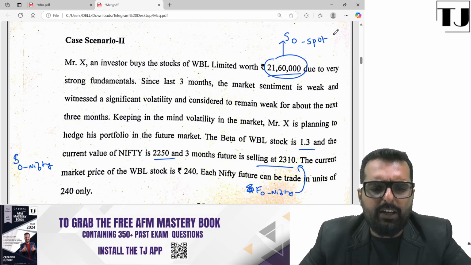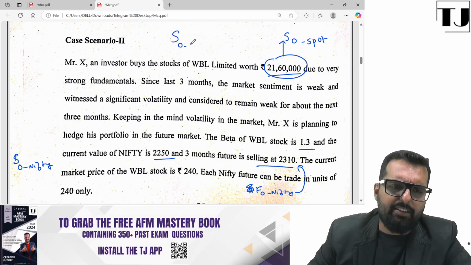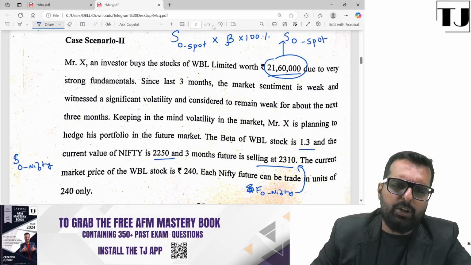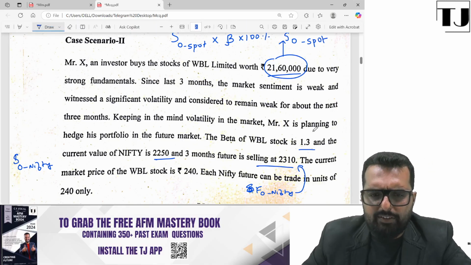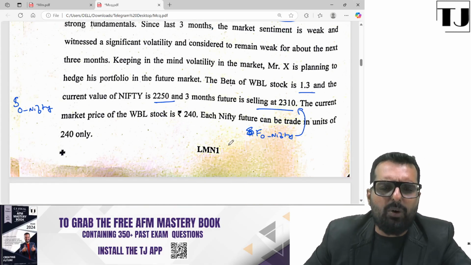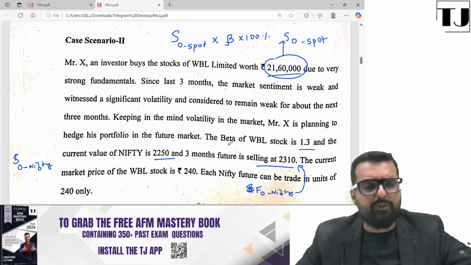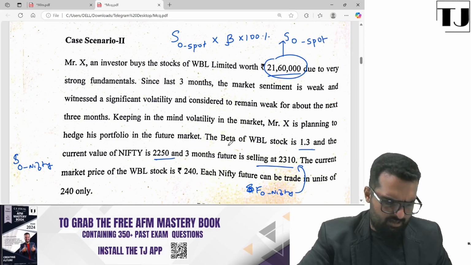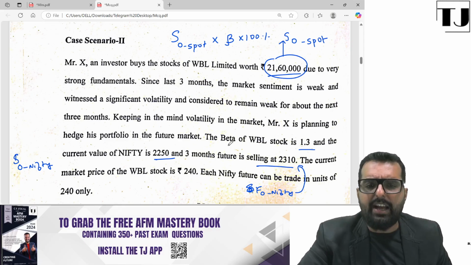So how do you find out the perfect hedge? S0 in the spot market into beta into what? Into 100%. So 21.6 into 1.3 into 100% will give you the perfect hedging formula. So that will turn out to be 21,60,000 into 1.3, which is 28,08,000.